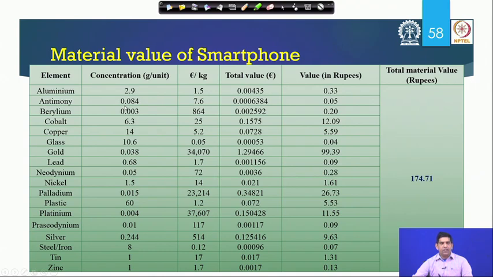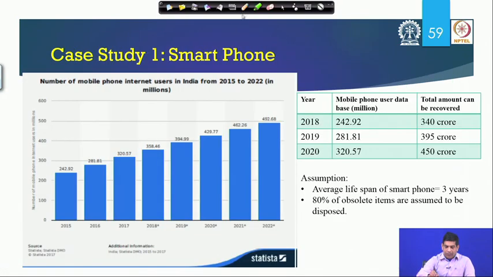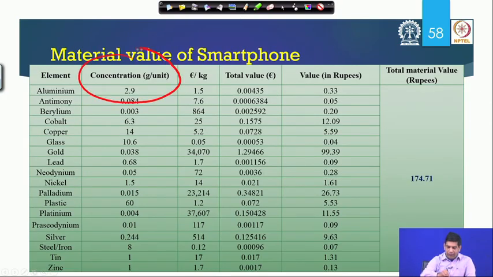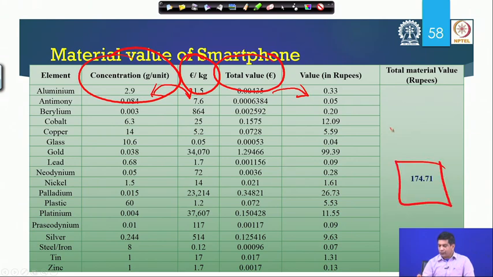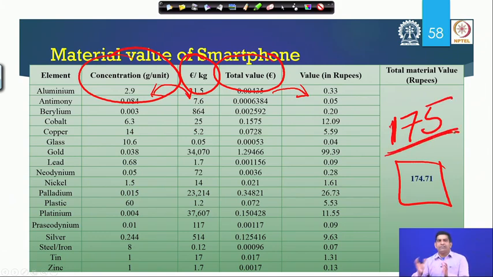We will change the color before putting in the PDF of that. Here the concentration is given in gram per unit, and the price is in euro per kg. Then we calculated the total value in euro. So, we multiply this by this, taking into consideration the particular unit, and then we took it from euro to Indian rupees, and this is the total value we get, which is 175. The average value is like 175 rupees. So, we are getting a value of 175 rupees per average smartphone.